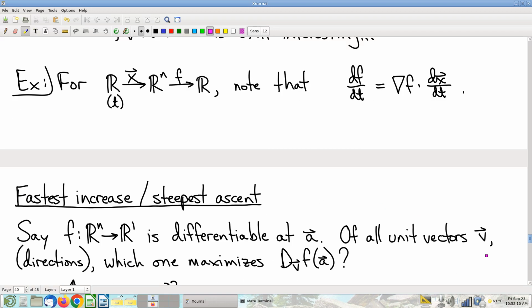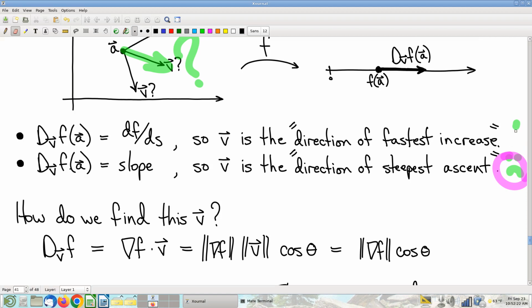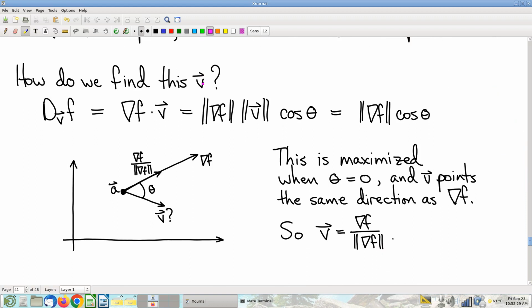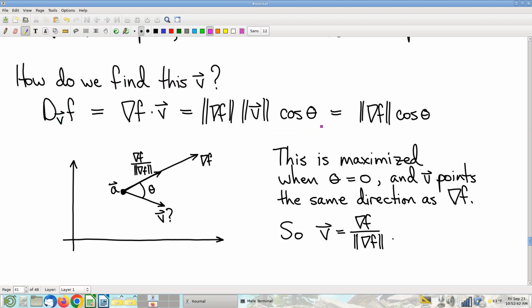Oh gosh, what did I just do there? Okay. This is the one that you're going to hear more often: steepest descent. Okay, so how do we find it? Well, here is our formula for the thing we're trying to maximize, the directional derivative. It's a dot product. Here's how you compute a dot product. This is the thing we're trying to maximize. Notice we've got a gradient vector here.